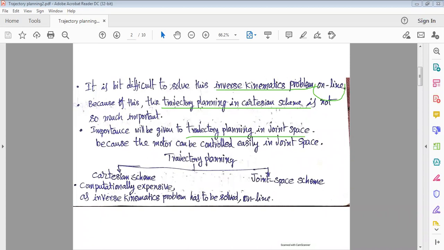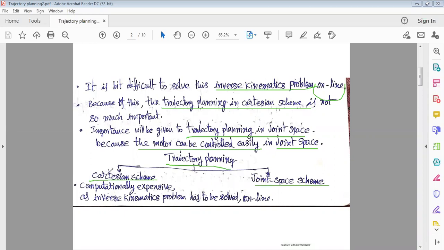So because of that reason, controlling the motor in joint space is easy. Because of this reason, we give importance to trajectory planning in joint space. Trajectory planning is of two types: Cartesian space trajectory and joint space trajectory.